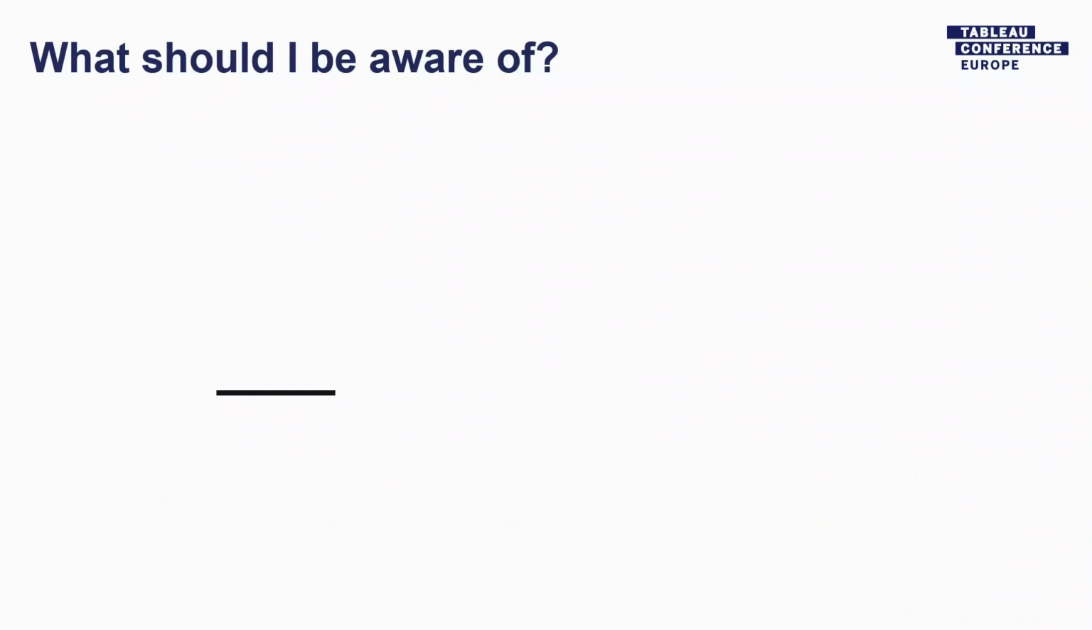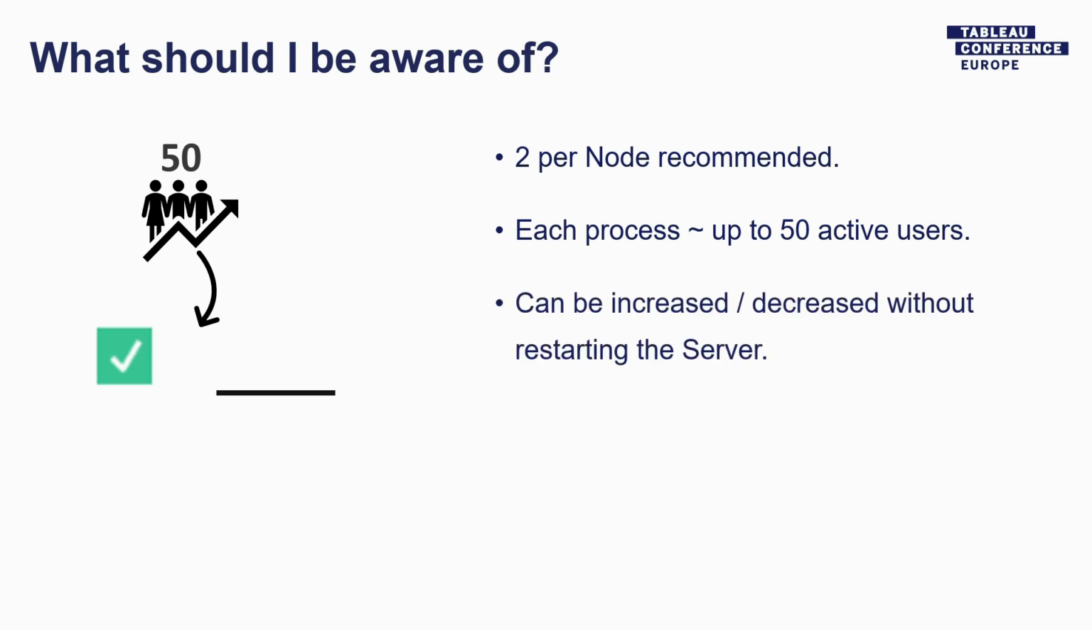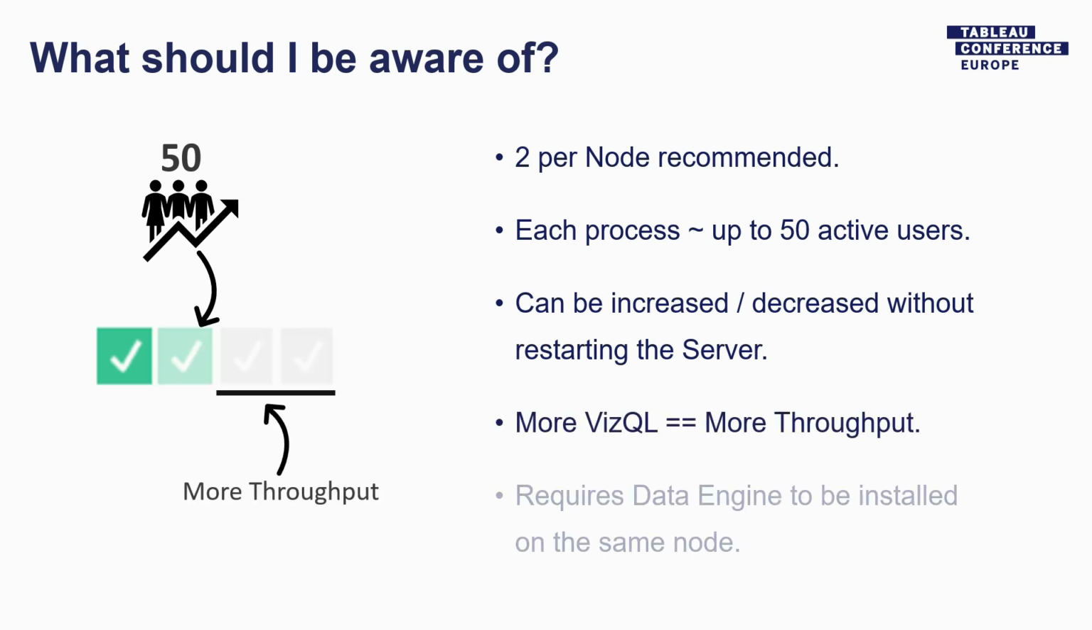Right. What should you be aware of with VizQL? Typically it's two VizQL processes per node. Weirdly, there's only one there. It's probably going to pop up later. Each process can roughly handle a throughput of 50 active users at any given time. Importantly, throughput is the key word here, because the more VizQL processes you have, the more throughput you get.